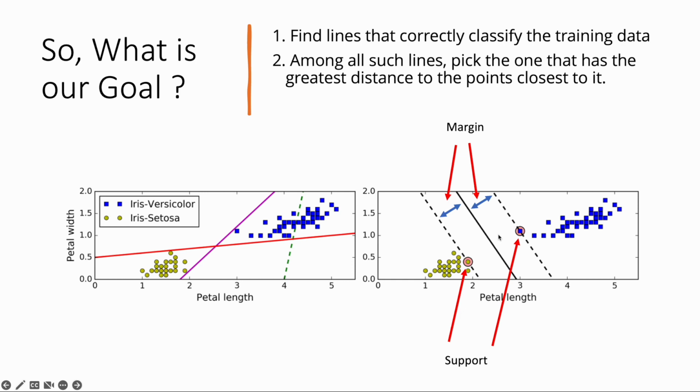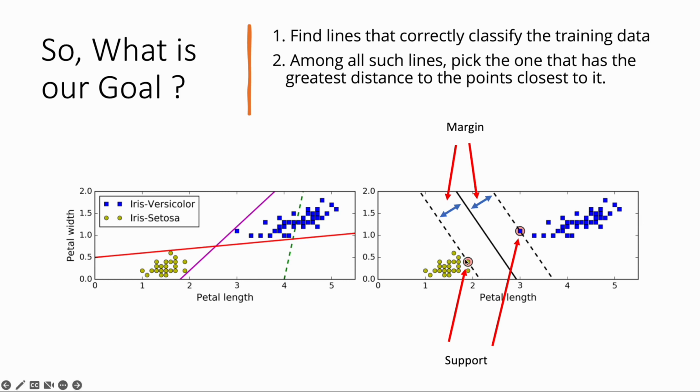Think of it like a road, and we have to carve out a road which has the maximum width. The center of the road will be our decision boundary, and the edges of the road, where the support vectors or the nearest observations lie, are the margins. So the margins are the dotted lines. The thick black line is our decision boundary.